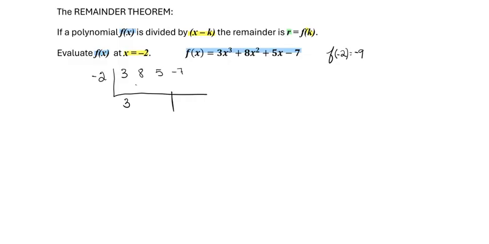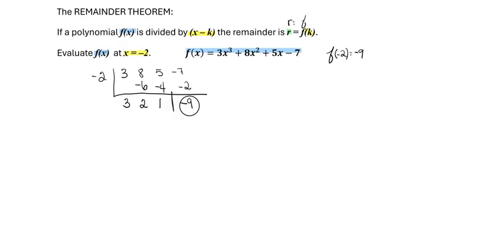-2 times 3 gives me -6. 8 minus 6 is 2. -2 times 2 is -4. 5 minus 4 is 1. -2 times 1 is -2. And -7 plus -2 is -9. See how much faster and simpler that is? And so if I evaluate f of x at -2, I get -9, and I can get that by doing synthetic division. My remainder is -9.